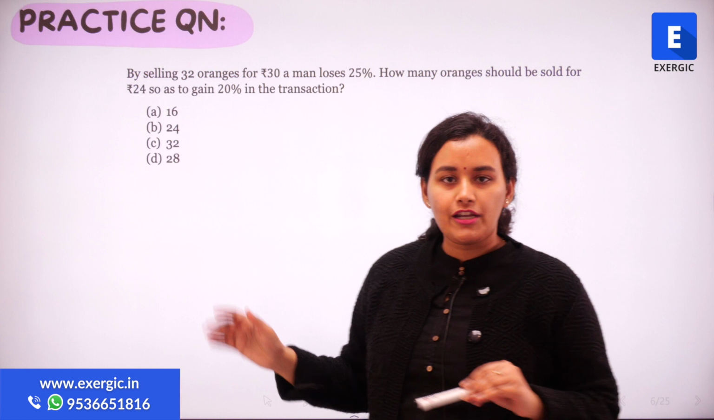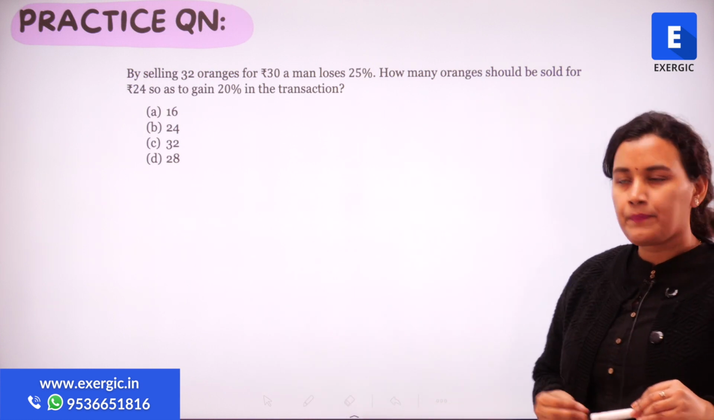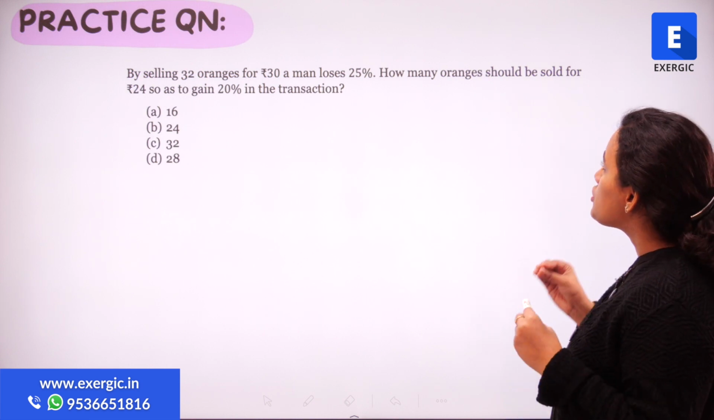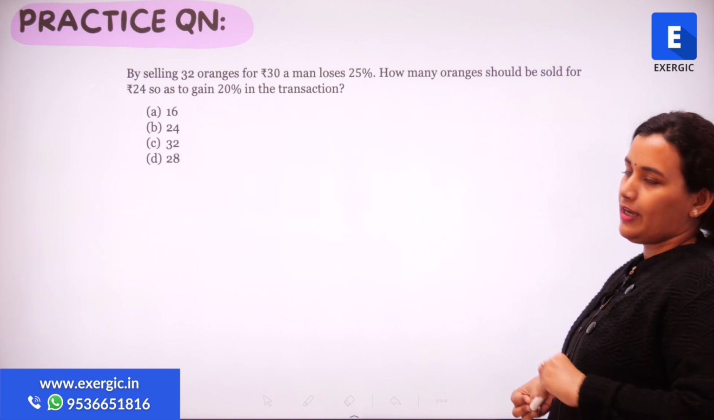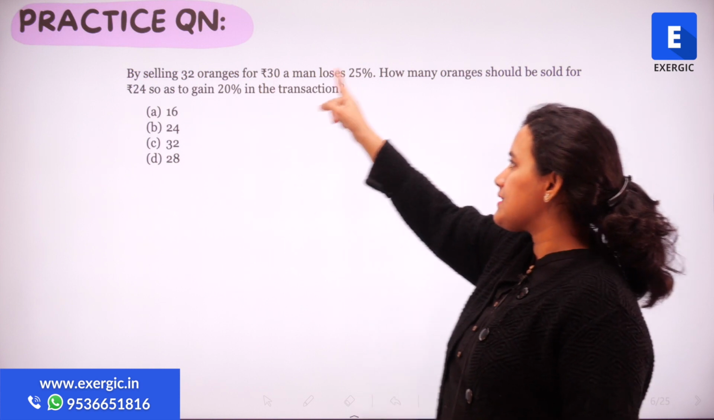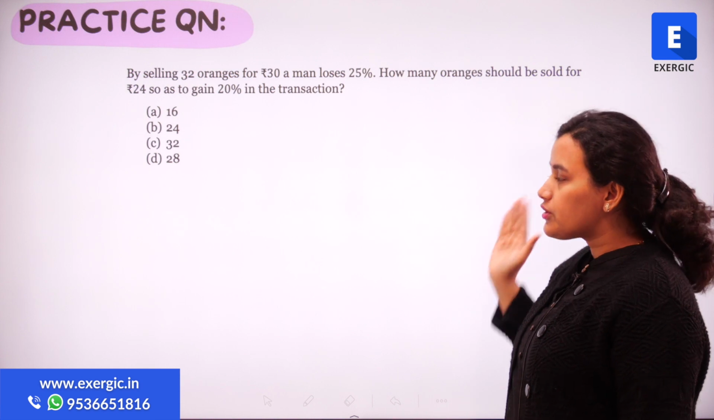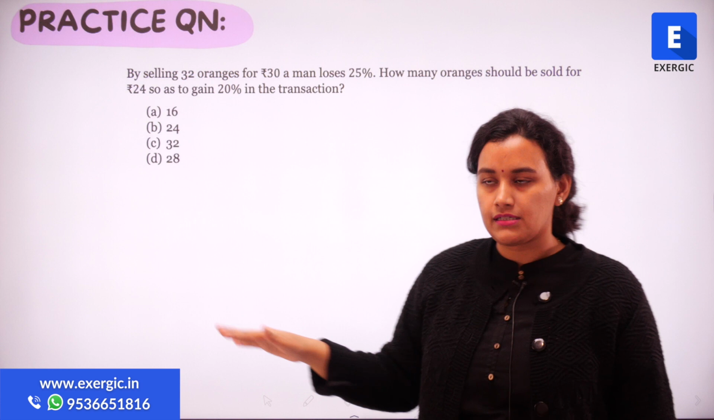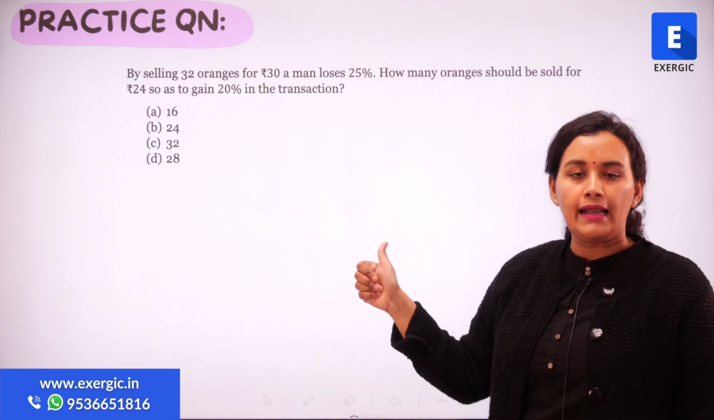So the practice question for you: by selling 32 oranges for rupees 30, a man loses 25%. So how many oranges should he sell for rupees 24 in order to gain 20%? Okay, so if he is selling 32 oranges for rupees 30, he is making a loss of 25%. So how many oranges should he sell at rupees 24 in order to gain 20%? The options are 16, 24, 32 and 28.